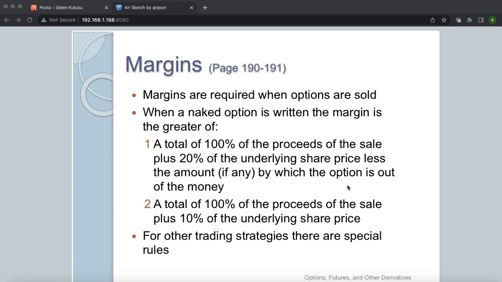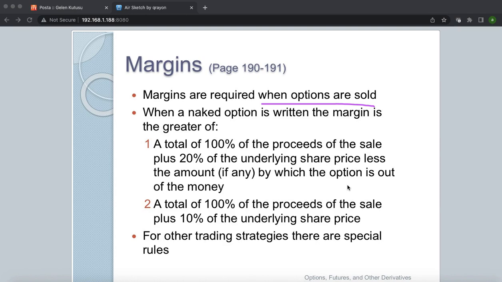Similar to the futures markets, in options trading there are also margins that are required when options are sold. That's because, as you have seen, when we take a short position in a call option, the downside risk can be very large. Our potential loss can go to minus infinity, at least theoretically. Therefore, there should be some strict requirements for avoiding a systematic default in the market.